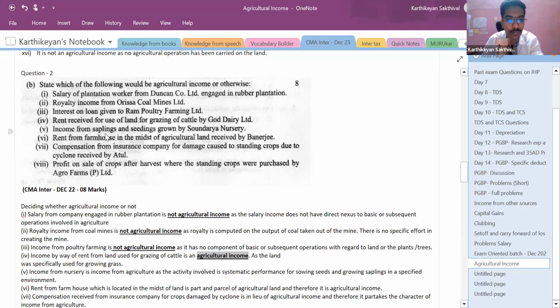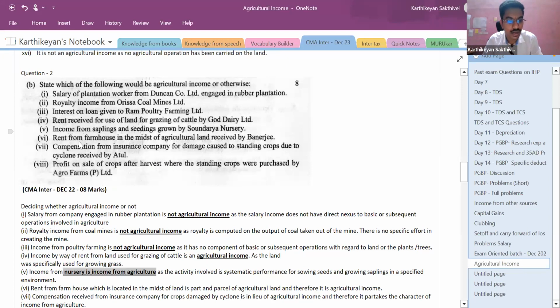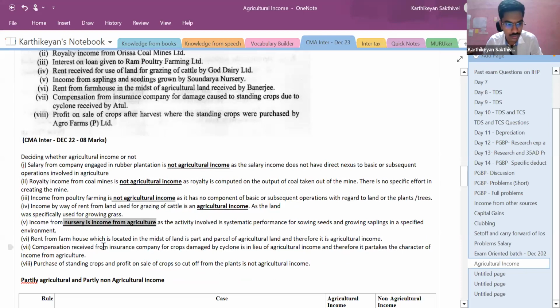Right? Income from saplings and seedlings grown by Soundarya Nursery. We have already discussed this. It is an agricultural income. Any income from a nursery is agricultural income. Next is rent from farmers in the midst of agricultural land received by Banerjee. So it is a farmhouse which is in the midst of agricultural land. We have discussed this. Rent from an agricultural house property is to be treated as agricultural income provided it is in the rural part. Right? It is agricultural income.